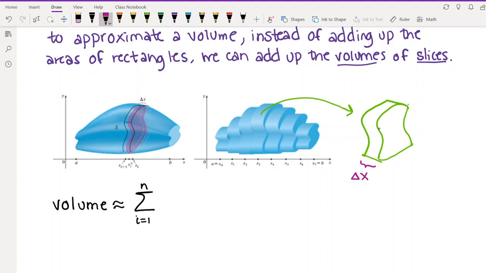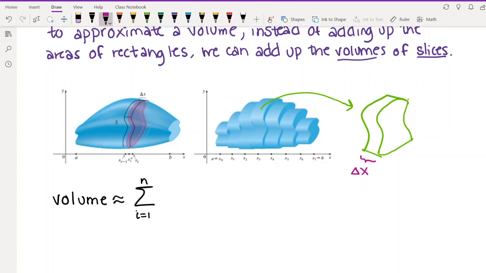And so what would we need to multiply with delta x in order to get the volume of this slice? We would need to multiply the area of this face. Right? If you multiply the area of a two-dimensional object by another dimension that is thickness, that will give you the volume of the shape. It's like if you have a box and you do length times width, that gives you the area of a rectangle, and then you multiply that by height, and that gives you the volume of the whole box. So it's a very similar idea. So what we're going to put inside of this sum is A of xi times delta x.